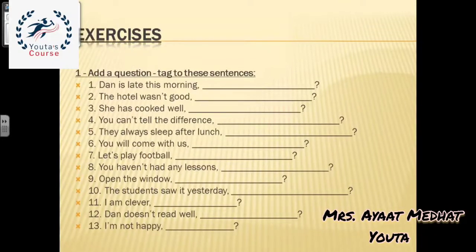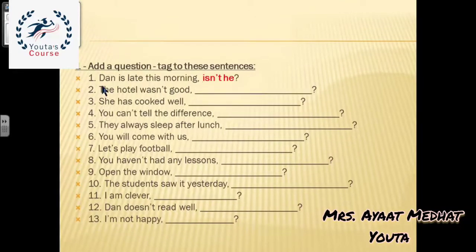Here's an exercise. Let's practice it together. Number one, Dan is late this morning. We have verb to be here in the affirmative case. So simply it will be isn't, right? Isn't. And Dan is a boy. So it will be isn't he? The hotel wasn't good.